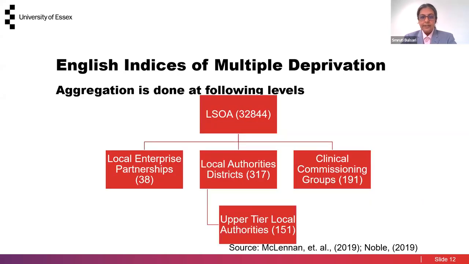Okay, so aggregation is done at these levels, as you can see on the slide, and they are made available to us. And this data is available in the public domain.